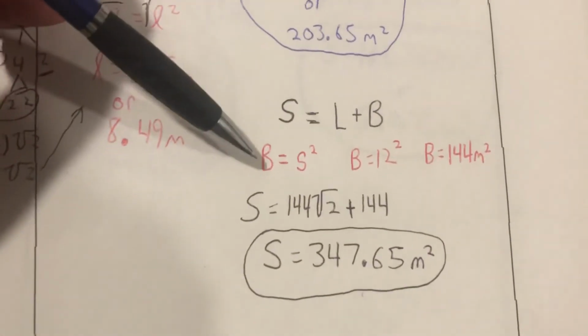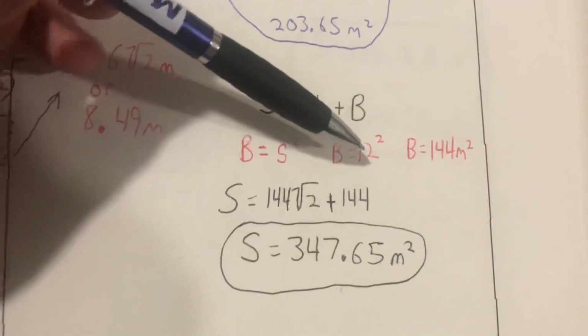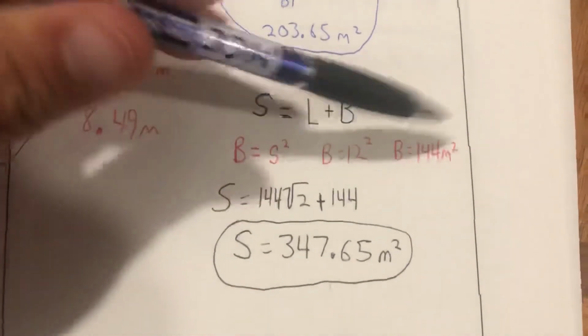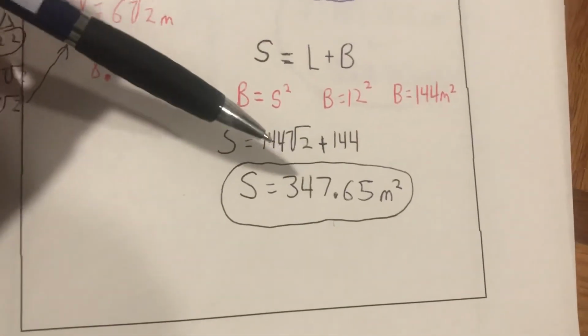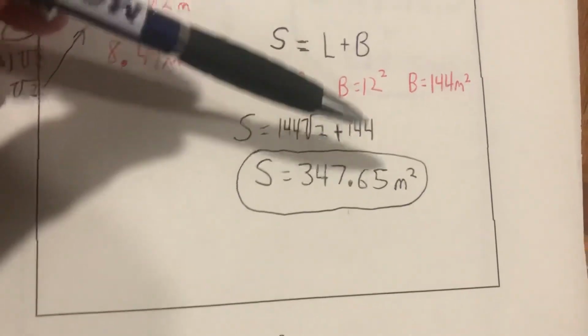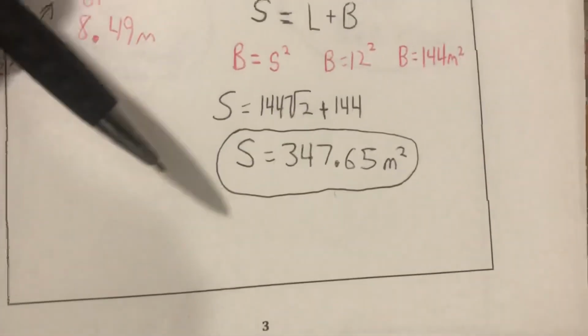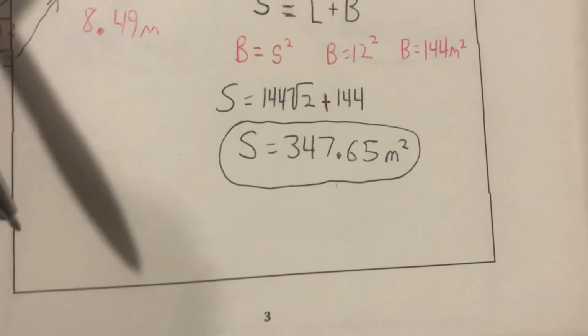Now, if we're talking about a square, that is side squared, so we're going to do 12 squared. So the area of the base is going to be 144 meters squared. So our final surface area is going to be 144 root 2 plus 144, and that surface area should be 347.65 meters squared.